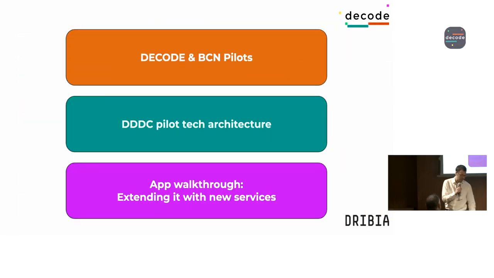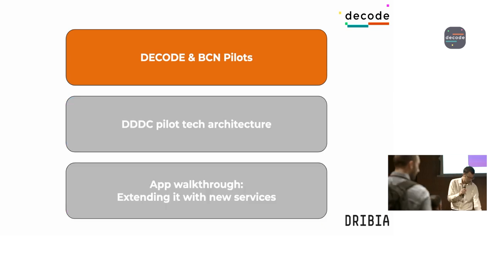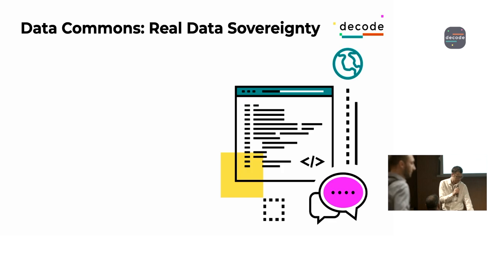So we divided the session in three parts. The first one is a really brief introduction on the DECODE project and the pilots in Barcelona. Then I will focus on one of the pilots, the DDDC, so I can explain in more detail the technical architecture of the technology. And finally, Jordi will do a more deep and dense walkthrough of the code and the structure of the app, so you can actually, in a practical way, understand how to add new services into the app. So let's start with the introduction.